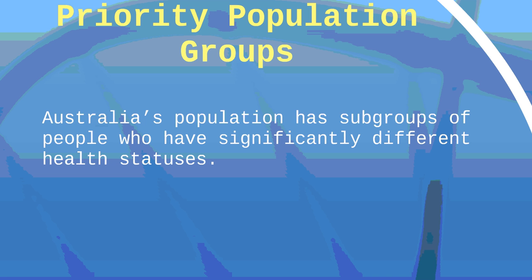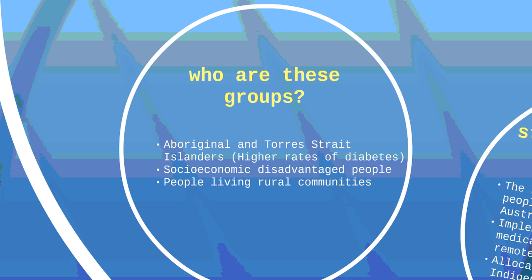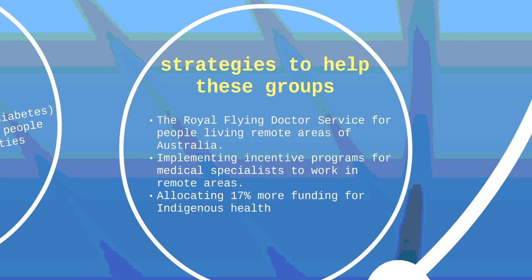Australia's population has subgroups of people who have significantly different health statuses compared to the rest of the population. Some of these groups include Aboriginal and Torres Strait Islander people. They have higher rates of diabetes, for example. The socio-economically disadvantaged, and also people living in rural and remote communities. Some strategies to help these groups include the Royal Flying Doctor Service for people living in remote areas, and also how the budget allocates 17% more funding per capita for Indigenous health.